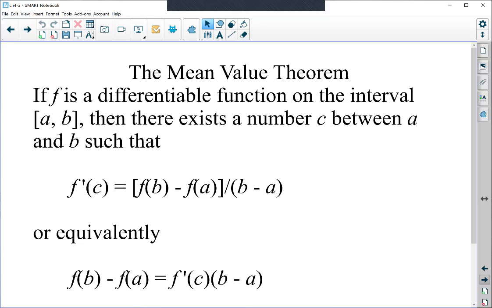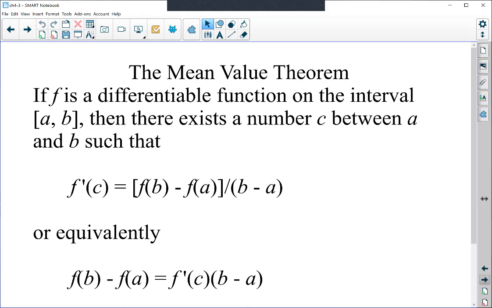A couple of things about this function being differentiable. So that means that the function on that interval has to be continuous. It can't have any sharp points. Sometimes they're called cusps, like an absolute value where the vertex is. That would be a cusp or a sharp point. And it can't have an undefined tangent line, undefined slope for a tangent line.